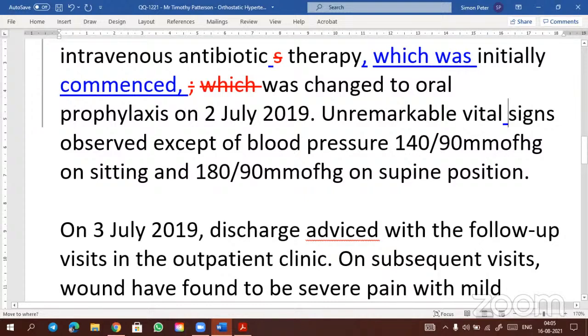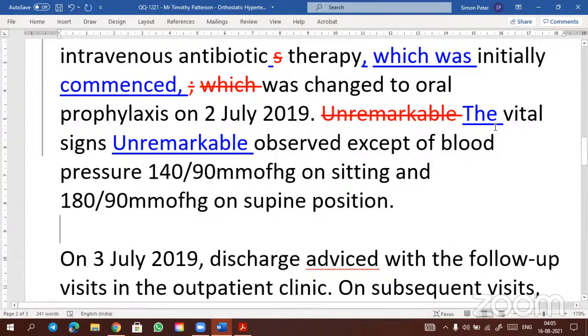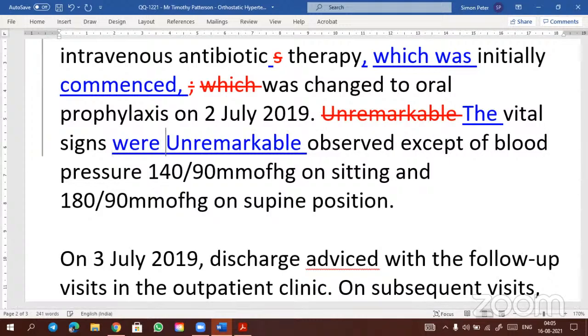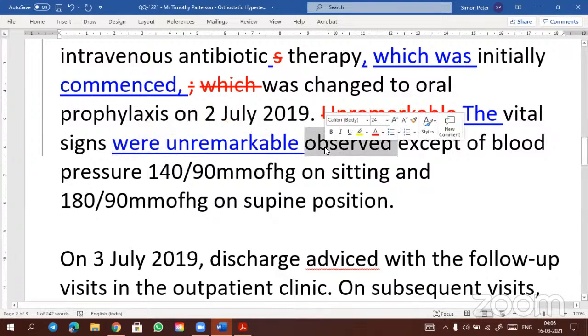Unremarkable vital signs were noticed. But unremarkable vital signs? Vital signs were unremarkable, not unremarkable vital signs. See that link. The vital signs were unremarkable. The vital signs were unremarkable. Were unremarkable. Already the verb comes here. So observed is not necessary.